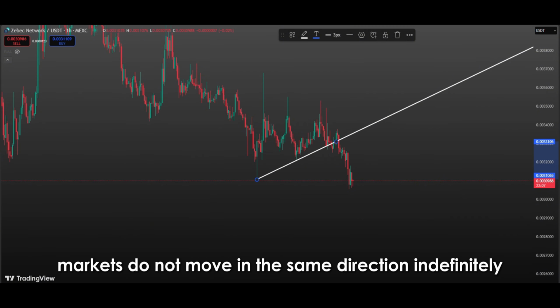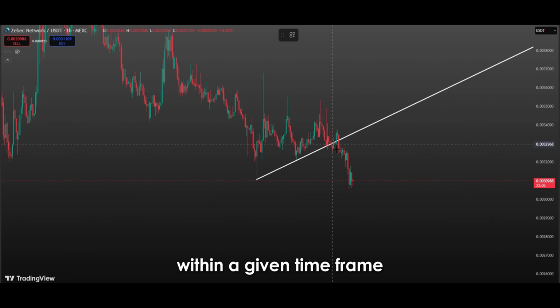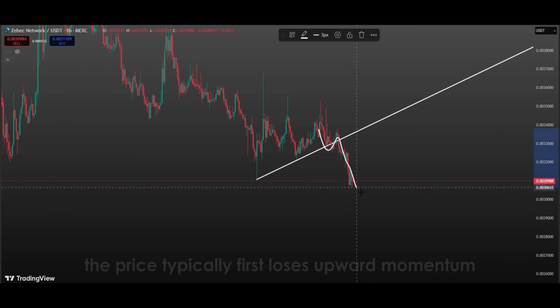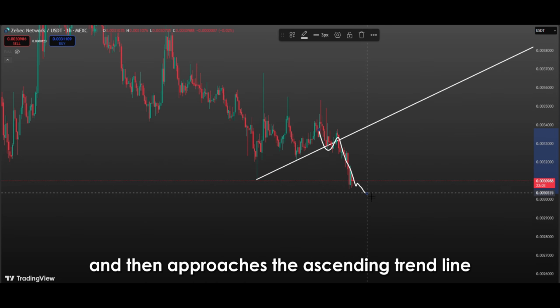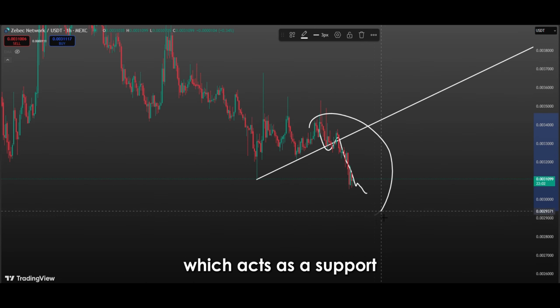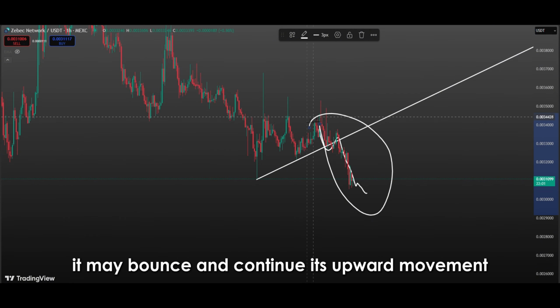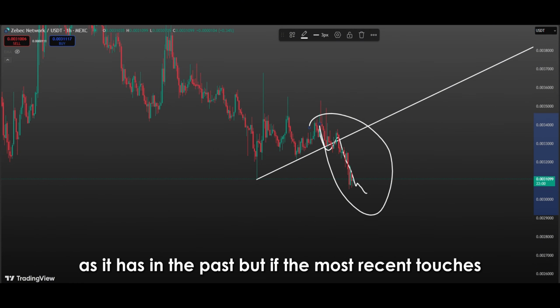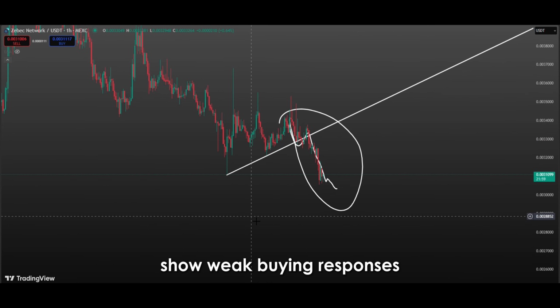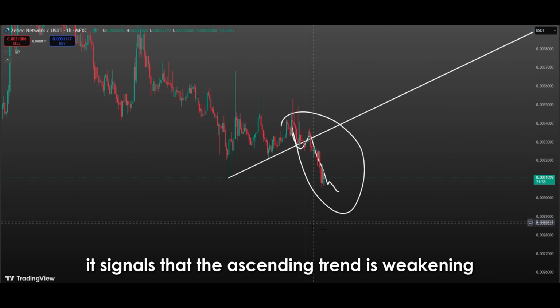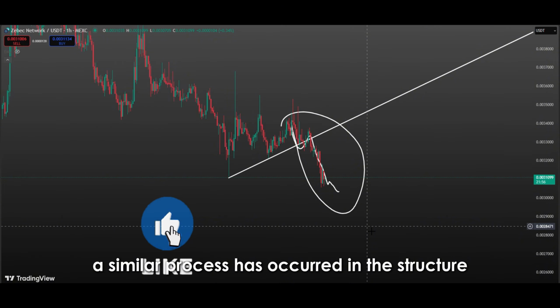However, markets do not move in the same direction indefinitely. Within a given time frame, when buying power starts to weaken, the price typically first loses upward momentum and then approaches the ascending trend line, which acts as a support. When the price touches this level, it may bounce and continue its upward movement, as it has in the past. But if the most recent touches show weak buying responses and declining volume, it signals that the ascending trend is weakening. A similar process has occurred in the structure analyzed here.